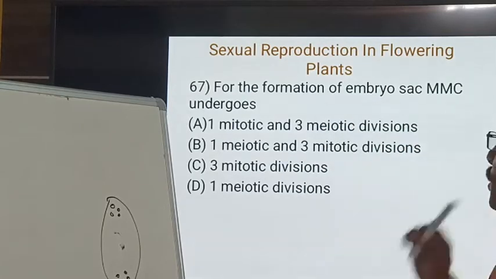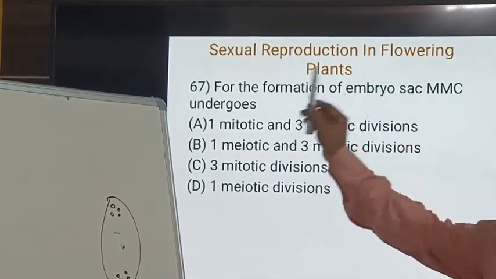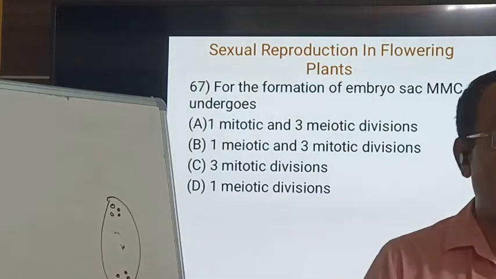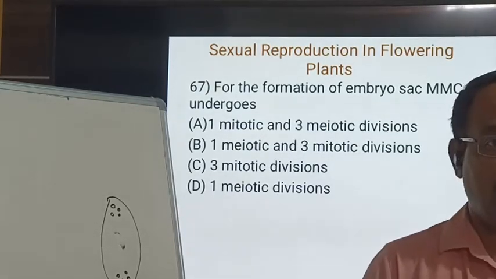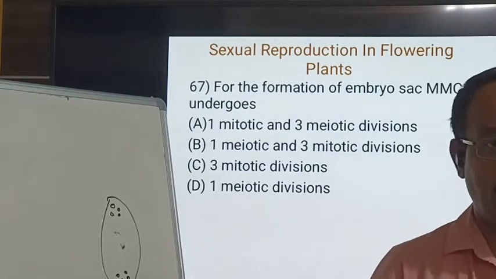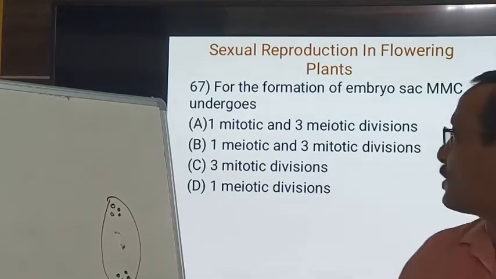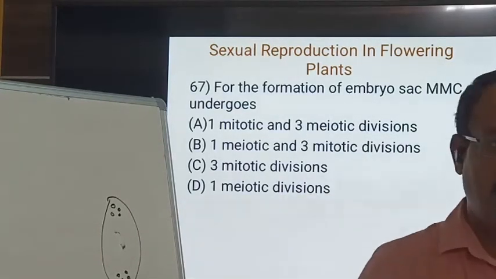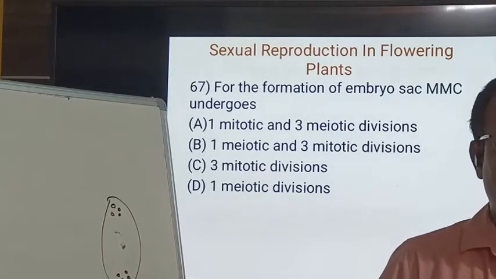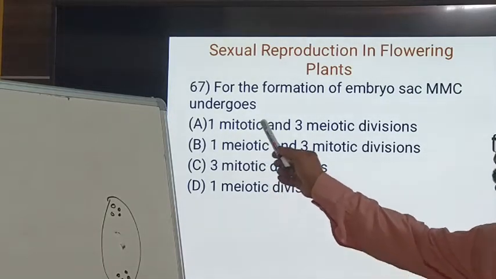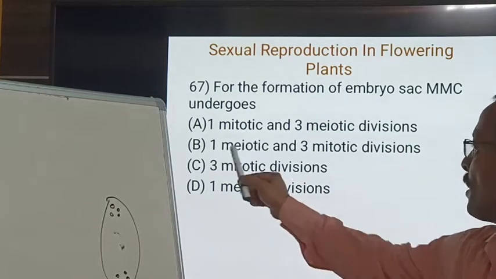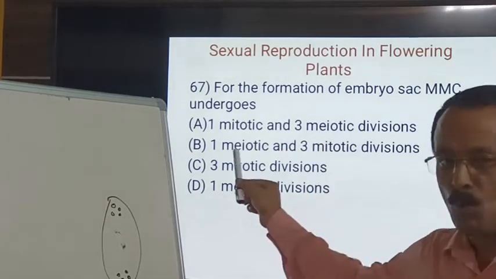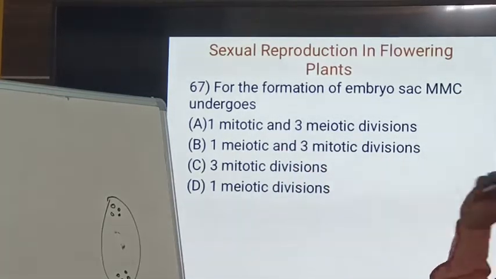Next slide. For the formation of embryo sac, the megaspore mother cell undergoes? The megaspore mother cell undergoes 1 meiotic division to produce 4 megaspores. 3 will degenerate, and this single megaspore, as we studied in the last slide, undergoes 3 mitotic divisions to produce the embryo sac. So the answer is 1 meiotic and 3 mitotic divisions. So B is the right answer.